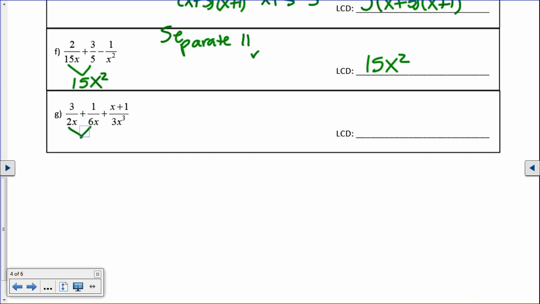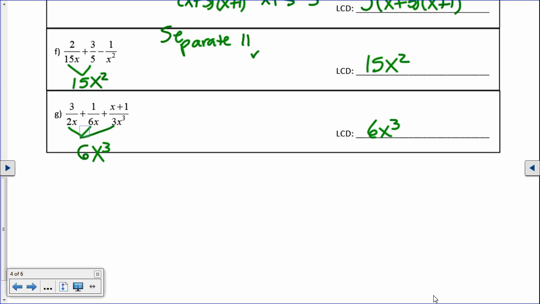What about this one? I have a 2, 6, and 3. What's the least common multiple for all three of those numbers? 6. 2 multiplies up to 6. 6 times 1 is 6. 3 multiplies up to 6. So the numerical part of your common denominator is going to be 6. What would the variable part be? Yes. Always pick the piece with the higher exponent. So your LCD would be 6x cubed. And you would just multiply each fraction times what you need to get that.